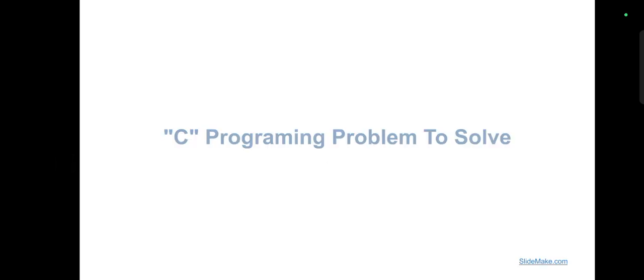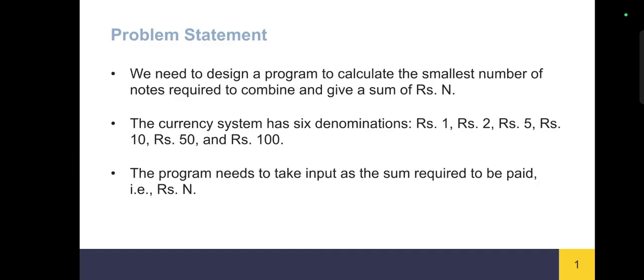If we have any doubt, we read the problem again. We need to design a program to calculate the smallest number of notes required to combine and give a sum of rupees n. The currency system has 6 denominations: rupees 1, 2, 5, 10, 50, 100. The program needs to take input as the sum required to be paid, rupees n.